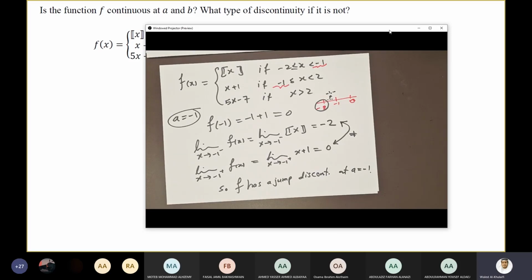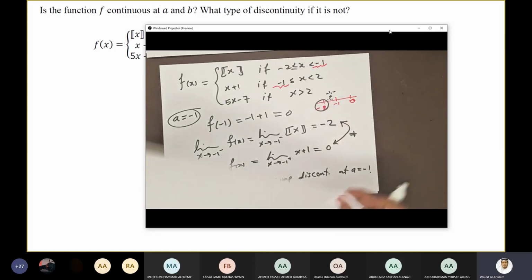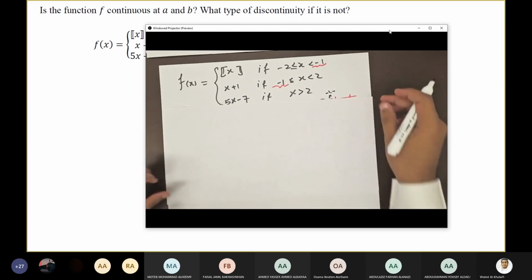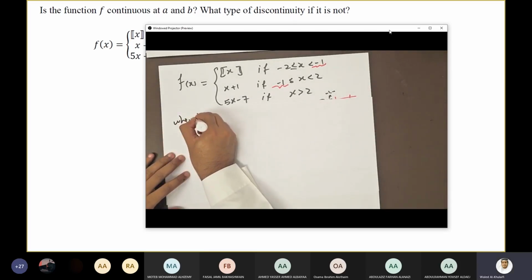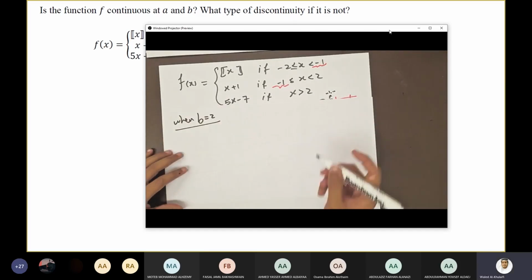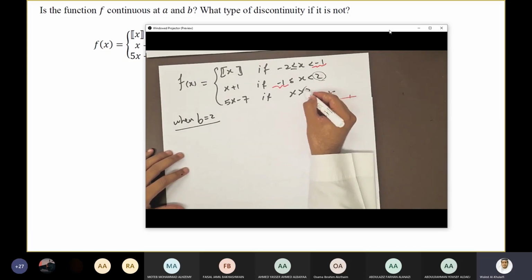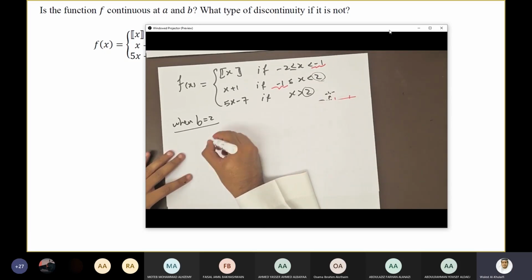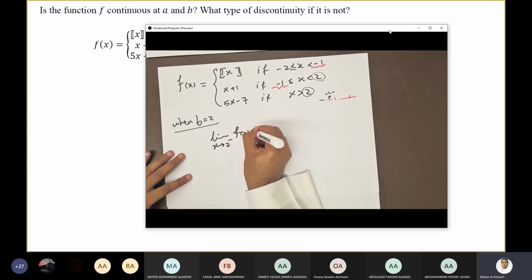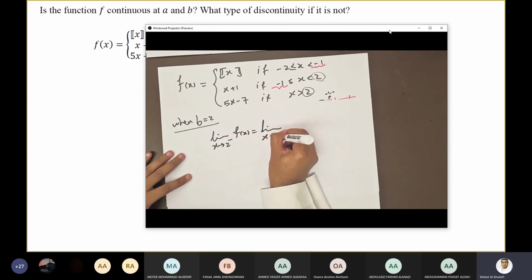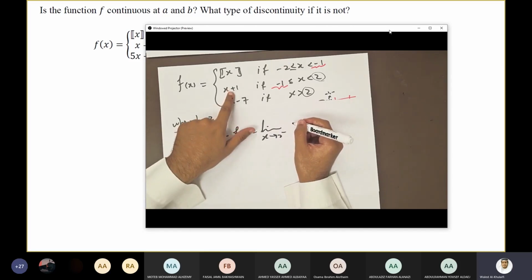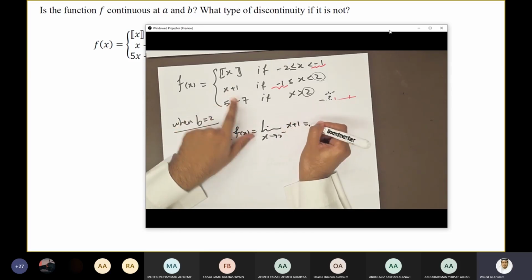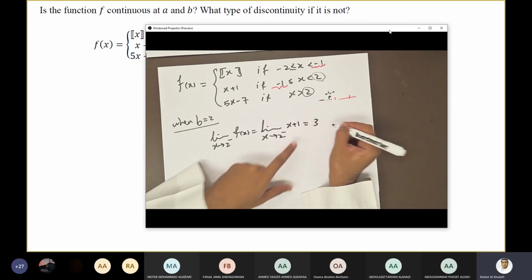Now this is when a equals -1. Now let's check when x is 2. This is the 2, here and here. When I take the limit as x approaches 2 from the left of f of x, what will be the definition? It will be this one, right? I have to work with this one. And when I substitute 2, it will be 3.